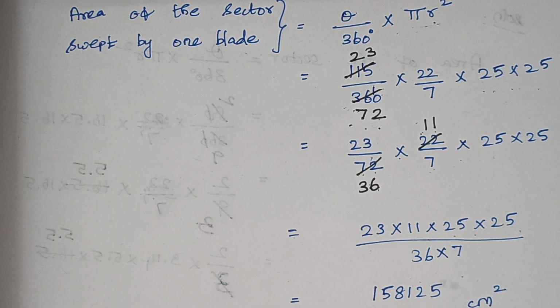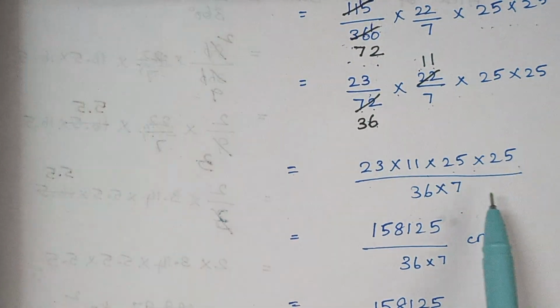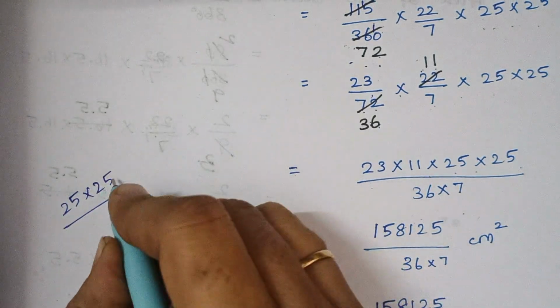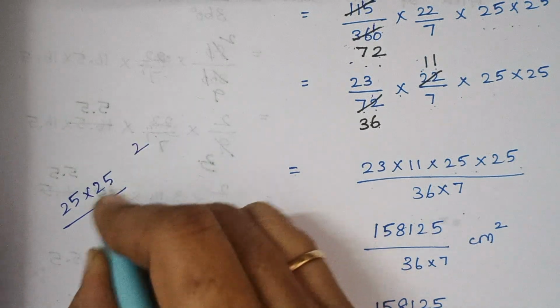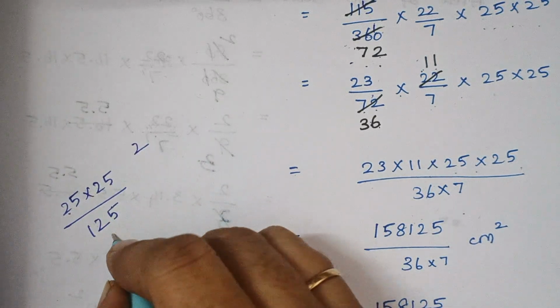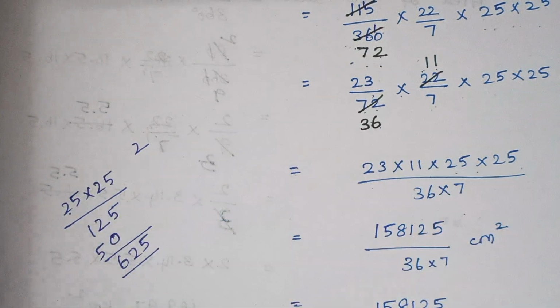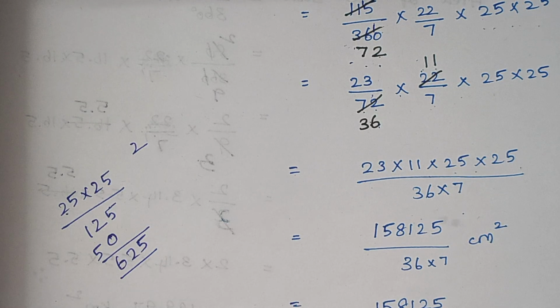Right? So again, when I simplify, let me solve 25 into 25. 5 5s are 25, 5 remainder 2, 5 2s are 10 plus 2, 12 and 5 2s are 10, 2 2s are 4 plus 1, 5. So here it is 625. It's better to remember the square terms for some specific numbers, like 25 square, 35 square, 45 square, because it will make solving problems a bit easier. So here 25 square is 625.